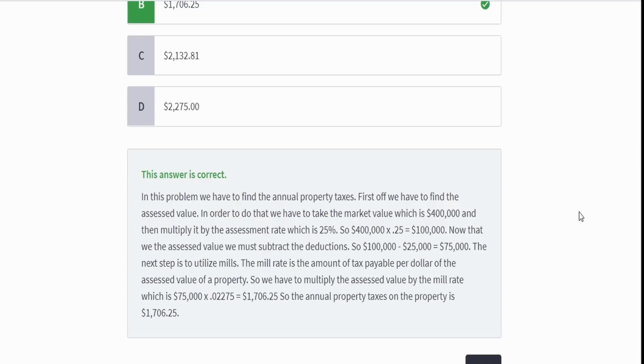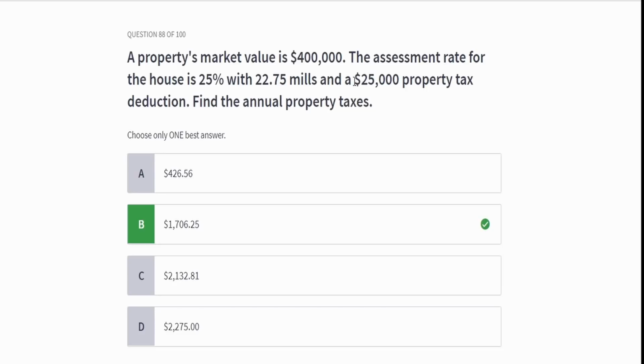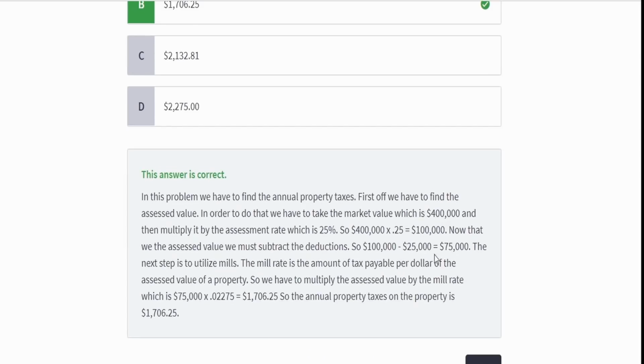For this one specifically, in order to find the market value, we have to look at the term right here, $400,000. It gives us the market value. Then what we need to do is take that and multiply by the assessment rate, which is going to be 25%. Remember we convert that to decimal. So $400,000 times 0.25 gives us $100,000. Now that we have the assessed value, we have to subtract the deductions. It gave us that $25,000 property tax deduction, which gives us $75,000.